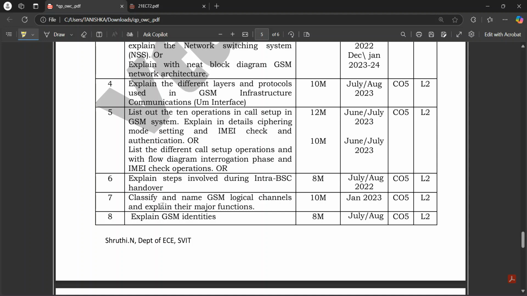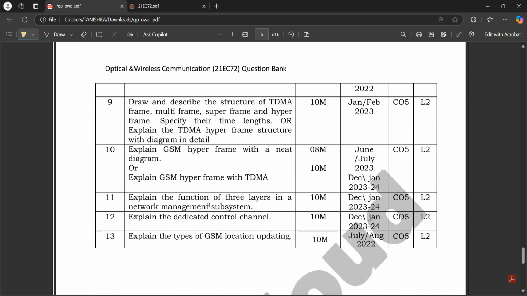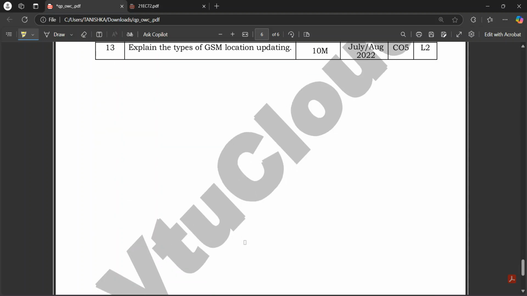Explain, classify and name GSM logical channels, and explain their major functions. Explain GSM identities. Draw and describe the structure of TDMA structure, multi-frame, superframe, and hyperframe. Then specify their timelines, or explain the TDMA hyperframe structure with the diagram in detail. Explain GSM hyperframe with the neat diagram. Then explain the function of three layers in a network management subsystem. Explain the dedicated control channel, and explain the types of GSM location updating.